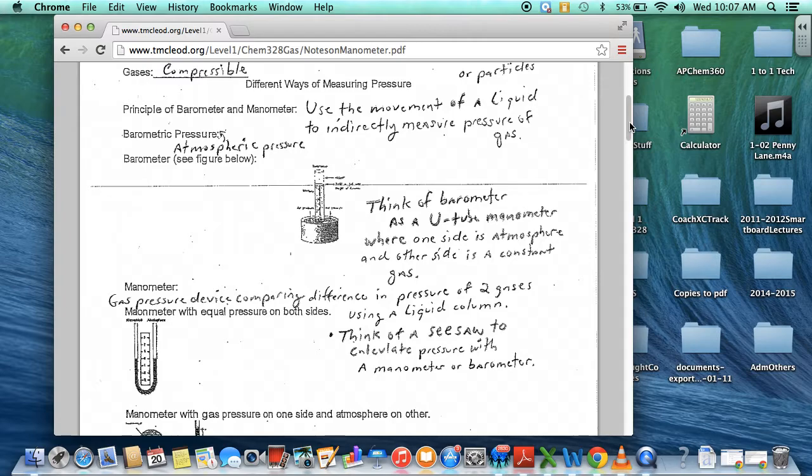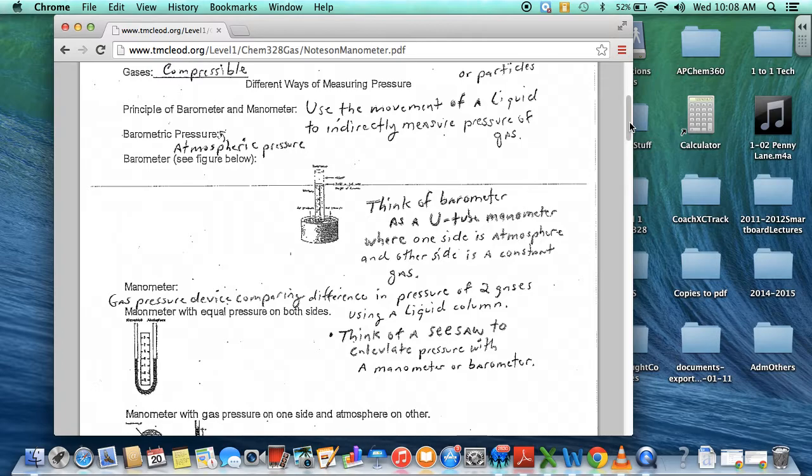A barometer is a device that measures barometric pressure, and barometric pressure is atmospheric pressure, the pressure in the room. Manometers are different than barometers because manometers measure the pressure of two different gases compared to each other. And they do it using a liquid level.